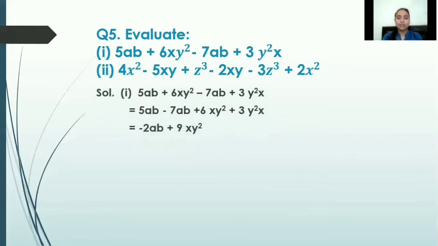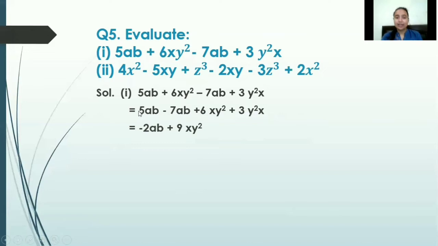Now see the first question. 5ab plus 6xy square minus 7ab plus 3y square x. Group the ab terms together. No sign change, remember: 5ab minus 7ab as it is, and 6xy square plus 3y square x. They are like terms.